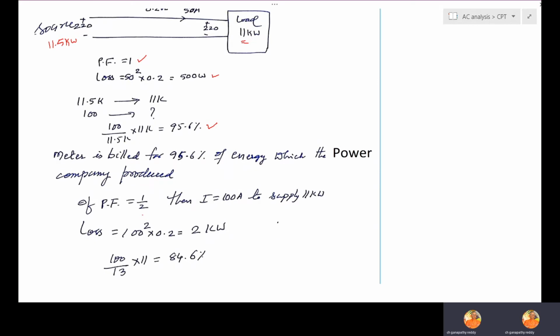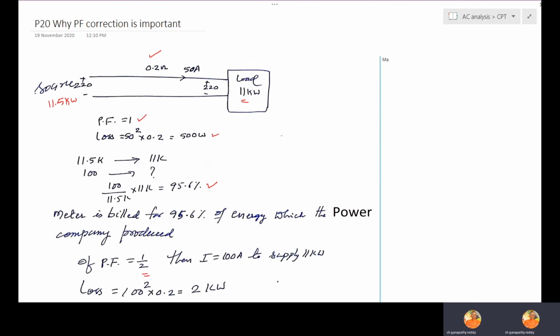What happens if the power factor is off? Then I equals 100 amps to supply the same 11 kilowatt. 11 kilowatt is V I cos theta. V I cos theta should be equal to 11 kilowatt. So cos theta is 1 by 2. This I we have to find. V is 220.